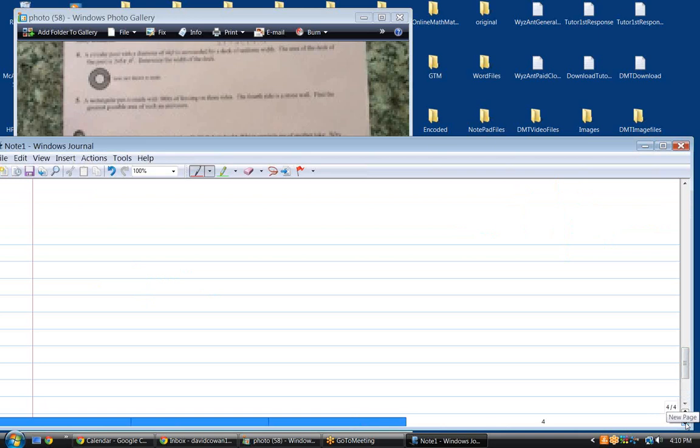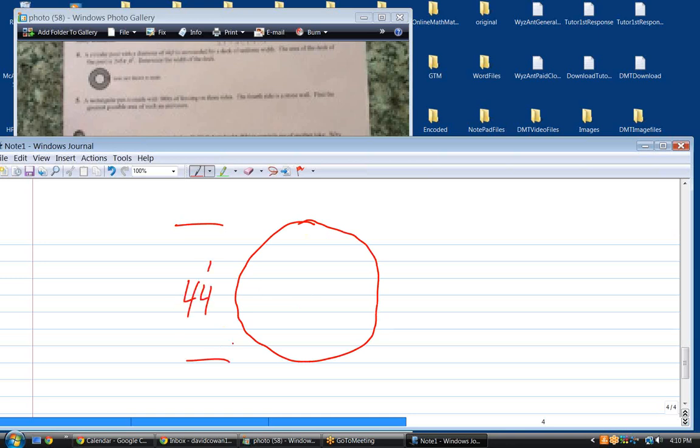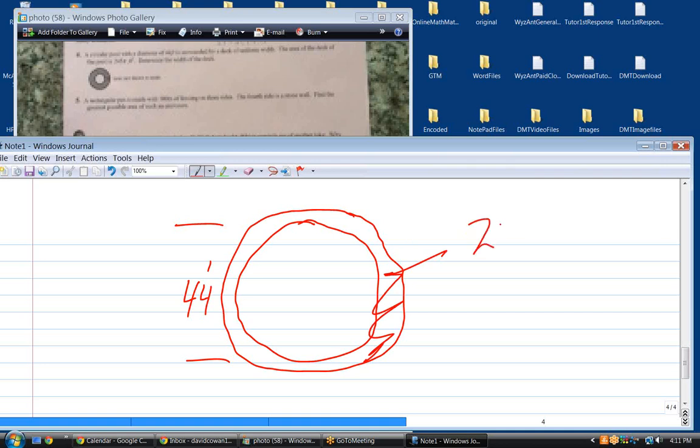What does this problem say? Number 4 says a circular pool with a diameter of 44 feet is surrounded by a deck of uniform width. The area of the deck of the pool is 245 pi feet squared. So the shaded area is 245 pi? Yeah, 245 pi feet squared. Okay. And then it says determine the width of the deck.